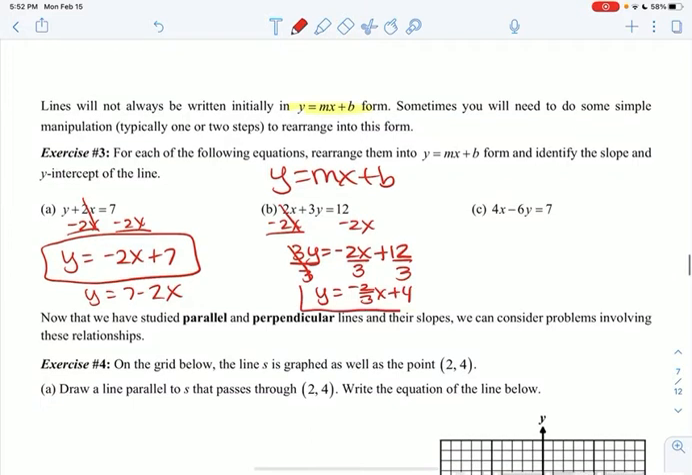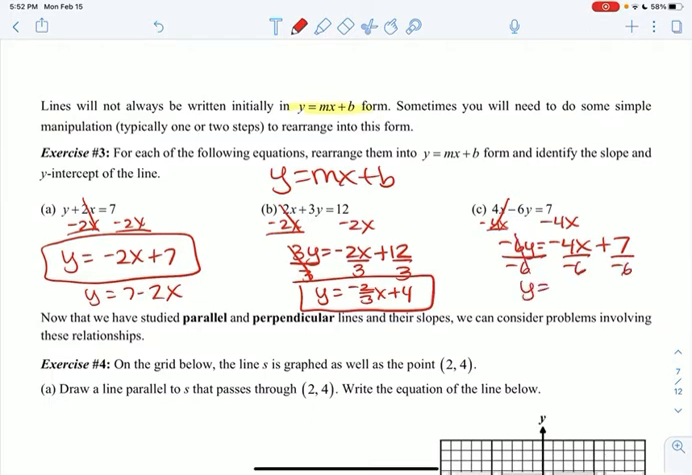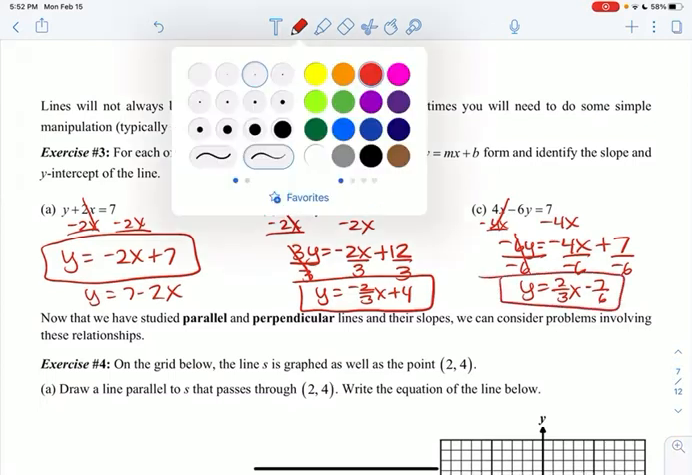And then in the last one, I am going to subtract 4x. Whatever you do to one side, you have to do to the other side. So it's negative 4x plus 7. And then I'm dividing by negative 6. Everything gets divided by negative 6. Negative 4 divided by negative 6 is actually 2/3. And this will just be negative 7/6. Usually we bring that negative sign up to the top.